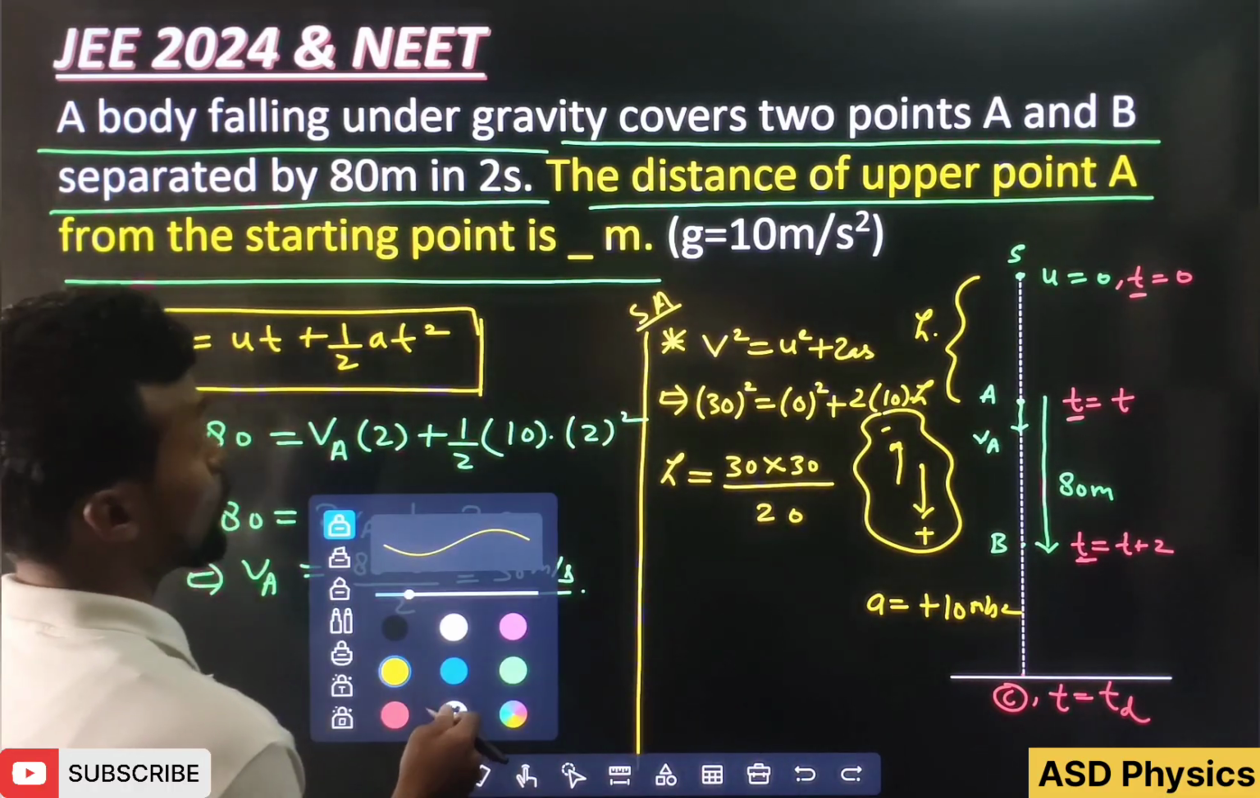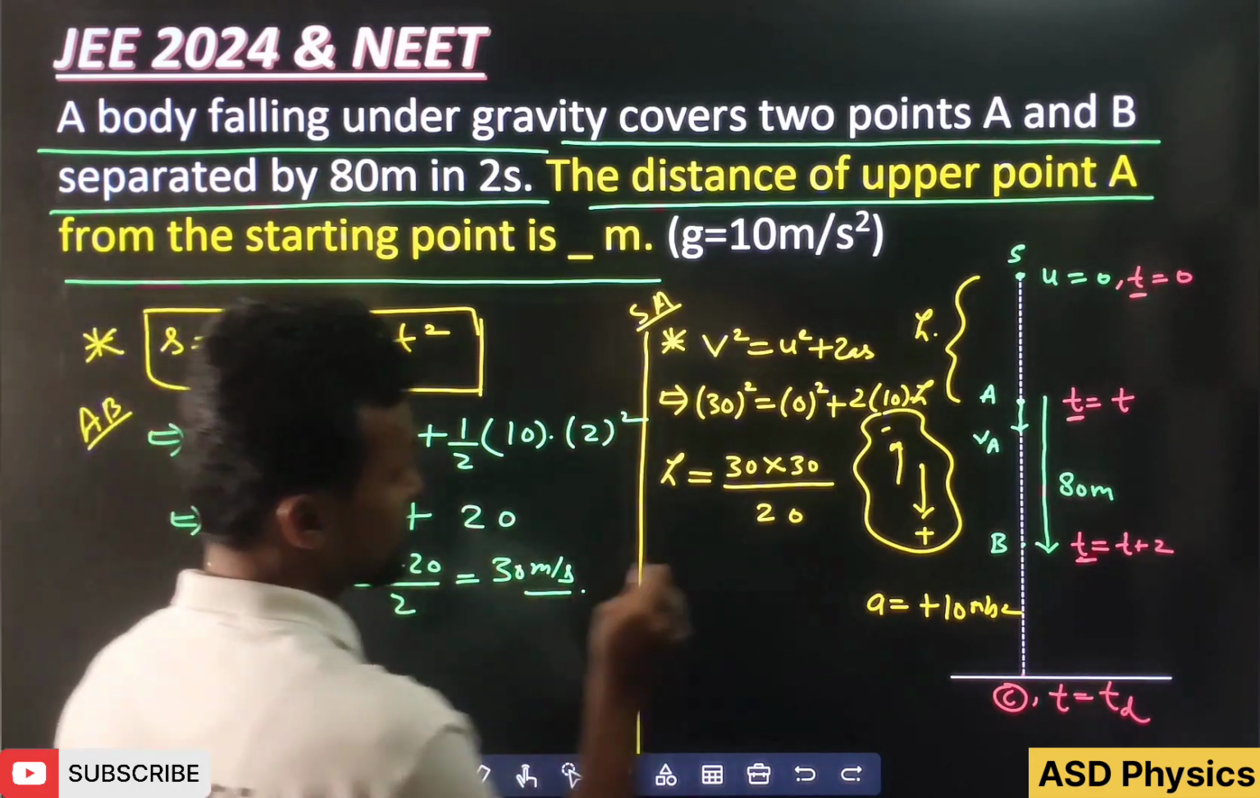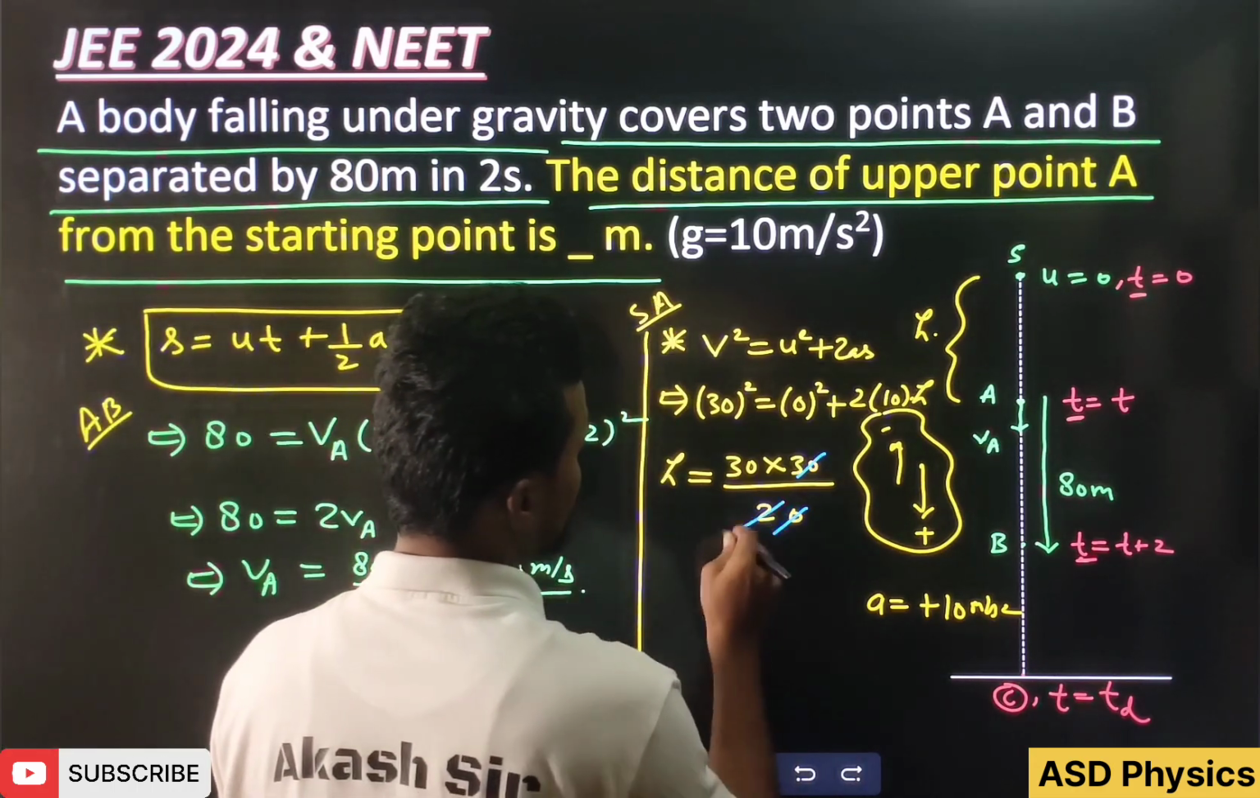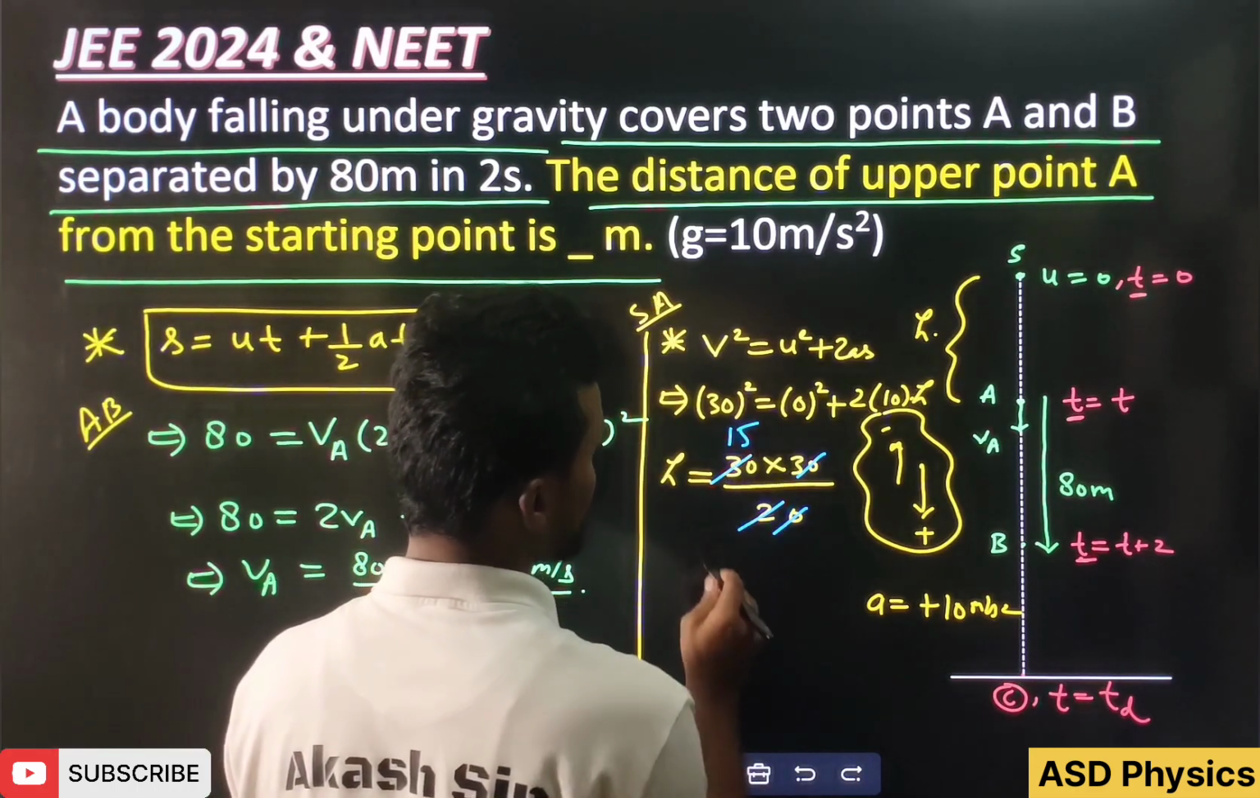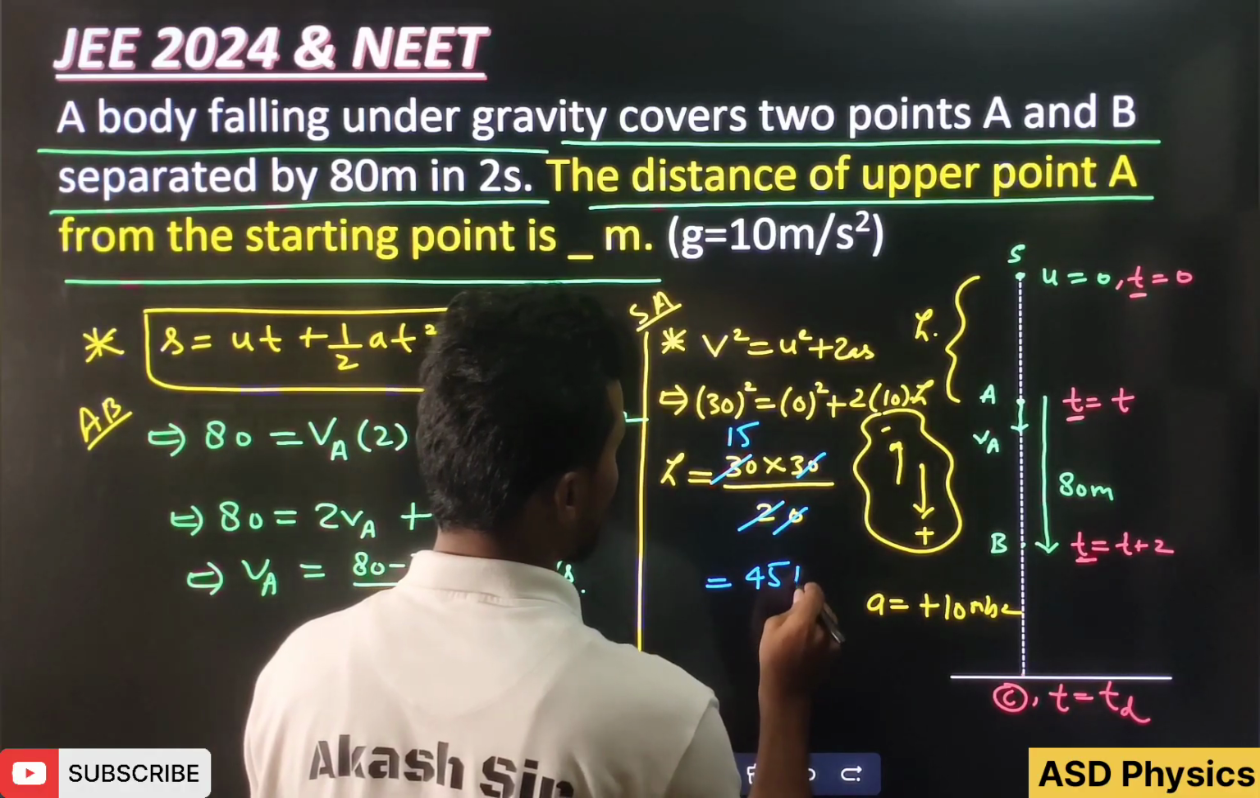So what will come here, students? Kindly see here. This 0 cancels. This will come 15 times. 15 into 3, 45 meter.